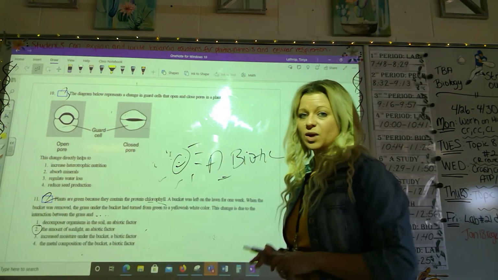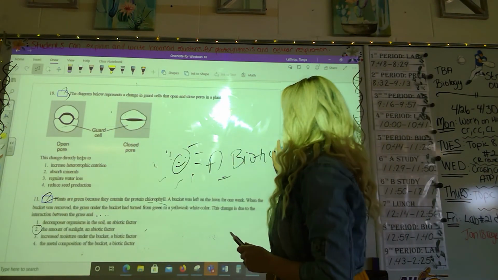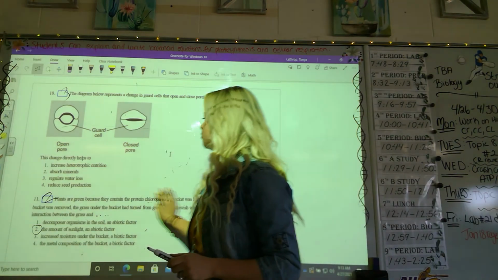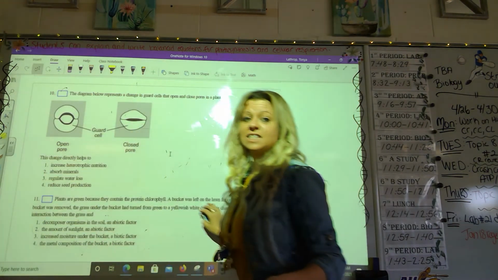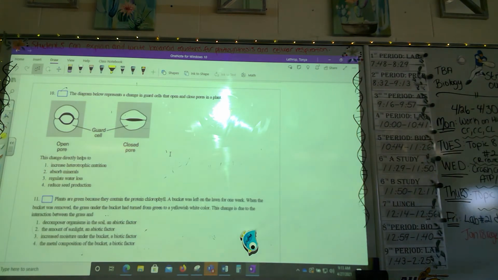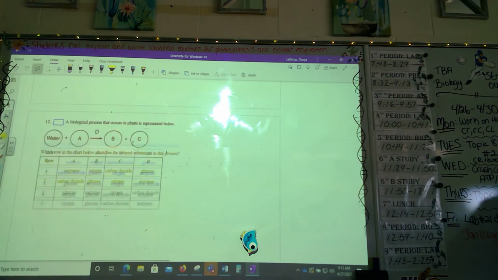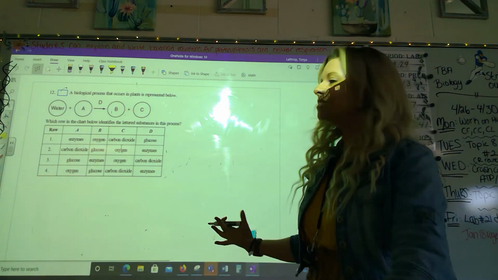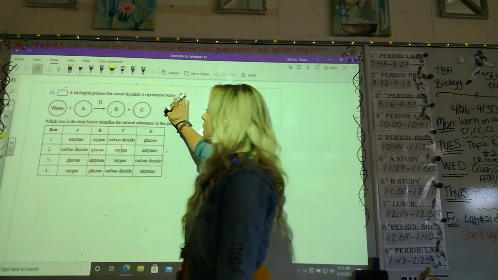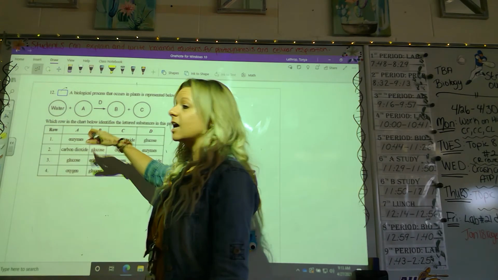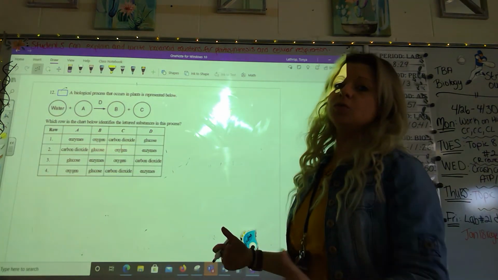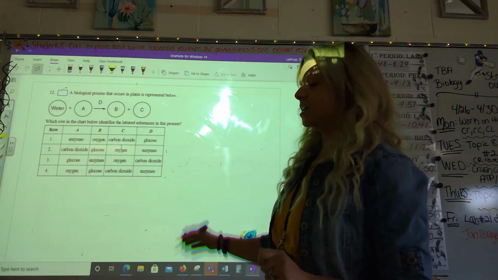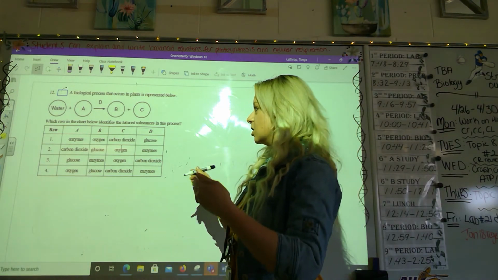Number 2, we have one more, and then my video is over, and then you guys will be able to finish and synthesize this lab and turn it in. Okay, looking back at our equations. So they're saying a biological process that occurs in plants. It's taking in water, so we have to assume that this is photosynthesis. So let's do the balanced equation here.